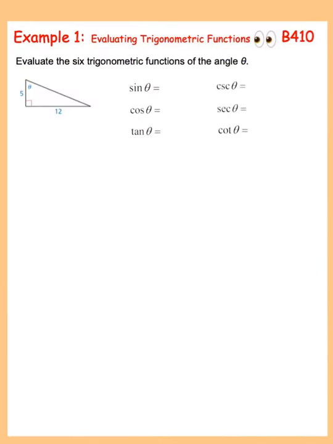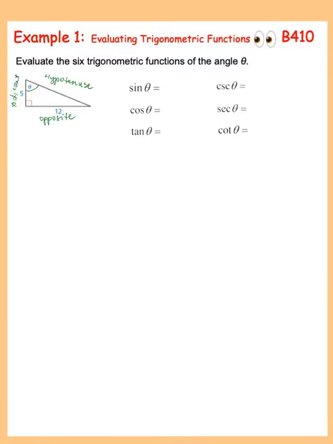In our first example, we have to evaluate the 6 trigonometric functions of the angle theta. So the first thing I will do is I will mark angle theta with my arc. And then I decide which side is my hypotenuse, which side is my opposite side to theta, and which side is my adjacent side to theta. So this is my hypotenuse. This here is my opposite side. And here is my adjacent side.